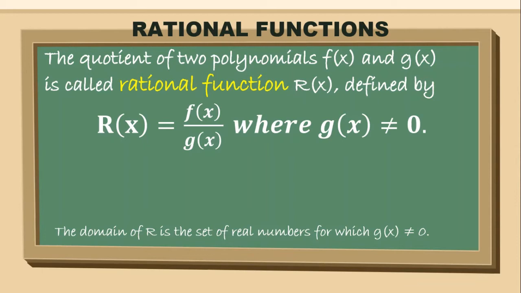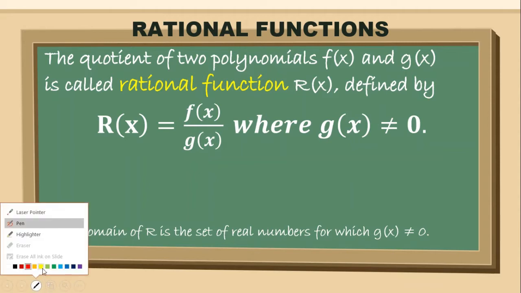Hello everyone. So in this video, we are going to distinguish functions as rational or not rational functions. The quotient of two polynomials f of x and g of x is called a rational function. It is defined by r of x is equal to f of x over g of x, where g of x is not equal to 0.